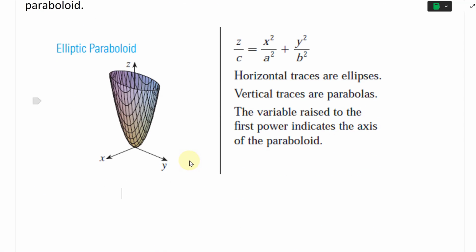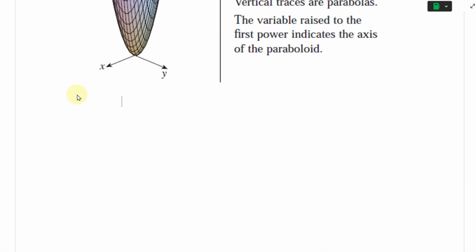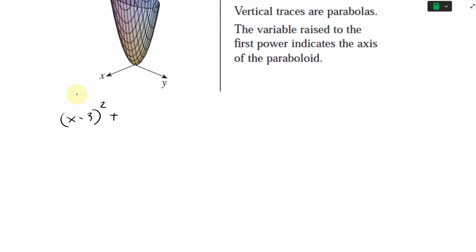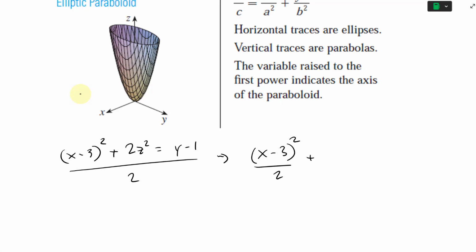And yeah, we can write this in this format. I'll just write it for completeness. So what we're going to get is x minus 3 squared plus 2z squared equals y minus 1, and then just divide everything by 2. We're going to get x minus 3 squared over 2 plus z squared over 1. And yeah, for completeness, we'll just put a square root 2 over 2.